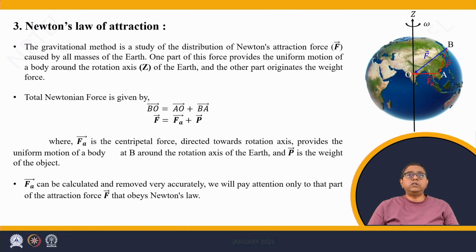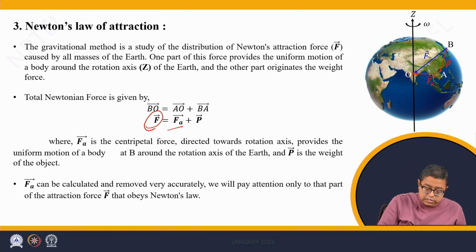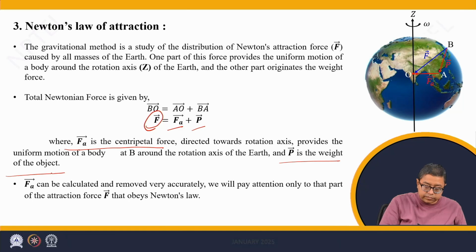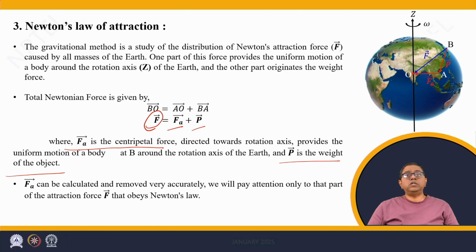One part of this Newton's attraction force is the uniform motion around the rotational axis Z. The other part is generated by the weight itself. So the total Newtonian force is given by F vector, which is a combination of centripetal force and the force generated by the gravity, that is the weight of the object. The centripetal force is directed towards the rotation axis.